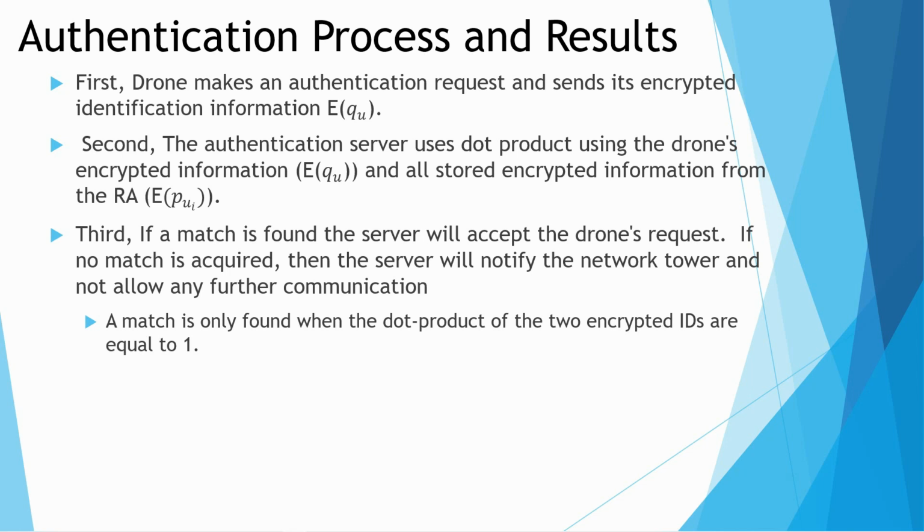Then if a match is found, the server will accept the drone's request, and if no match is acquired, then the server will notify the network tower and not allow any further communication. Now, a match is only found when the dot product of the two encrypted IDs is equal to 1.